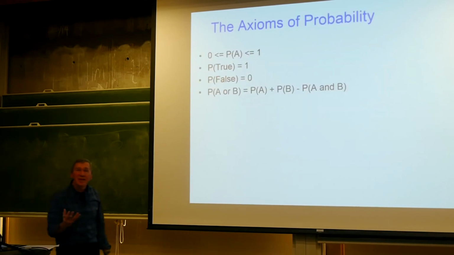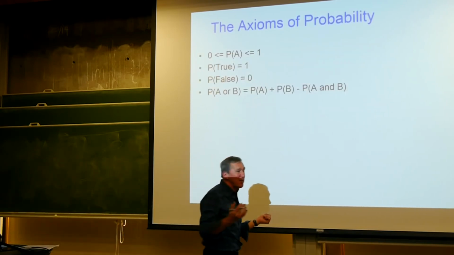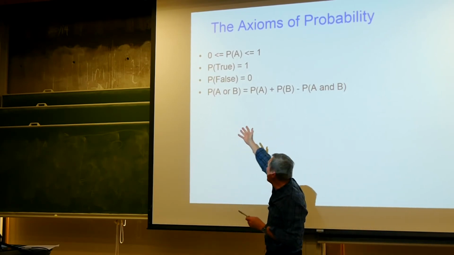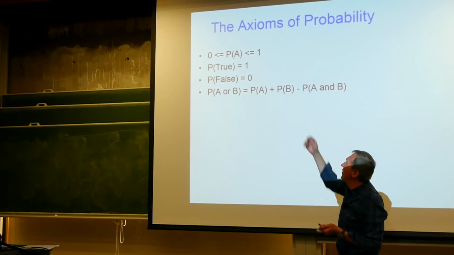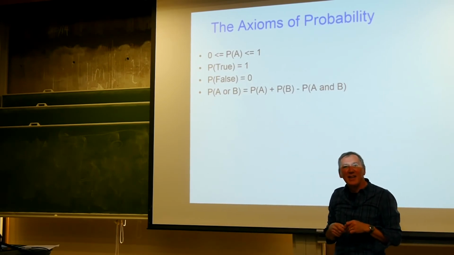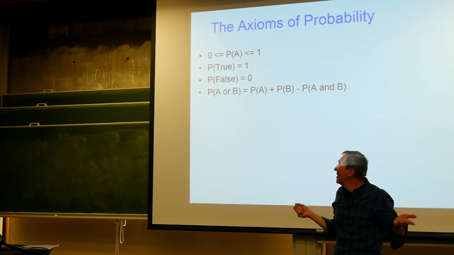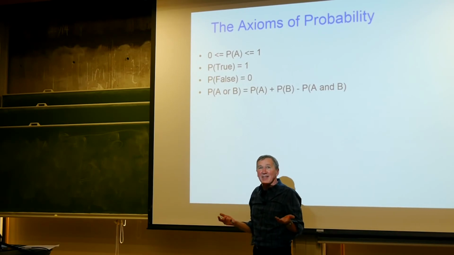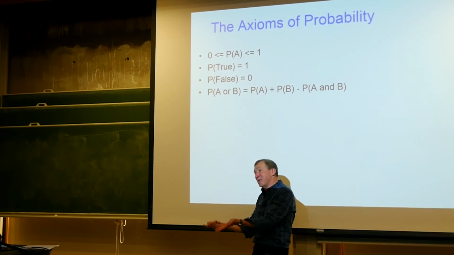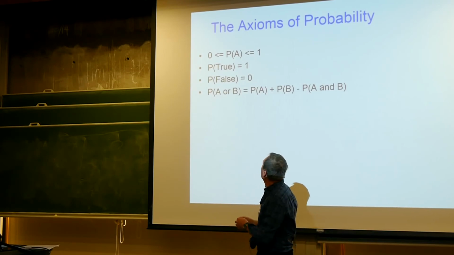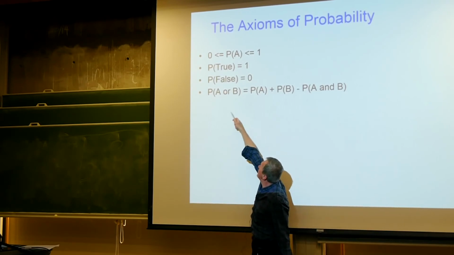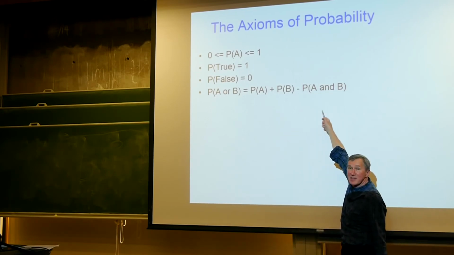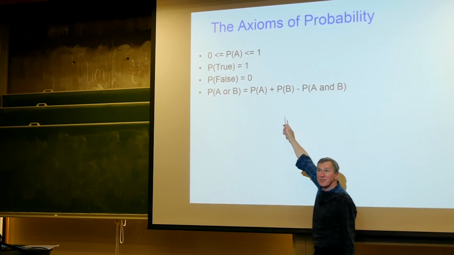Probability is based, one way to think about probabilities, it's based on a set of axioms. Here they are. They're very simple. They say things like the probability of any random variable A needs to be between 0 and 1. If the value is true, then the probability of the value true is 1 and false is 0. And the probability of a disjunction of two variables is the sum of their individual probabilities minus their conjunction.